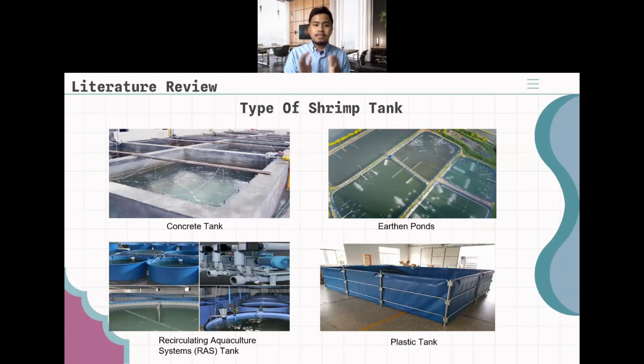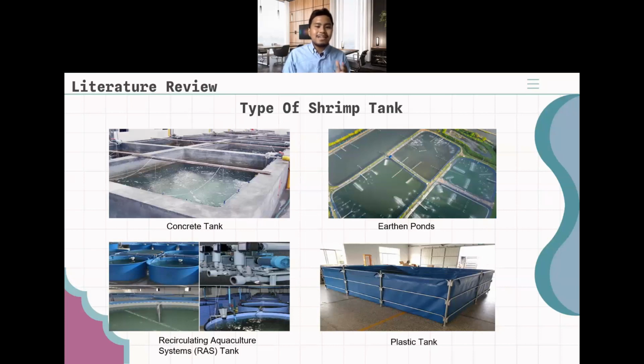As you can see, this slide is about the type of shrimp tank. The design of the shrimp tank is fundamental to the successful cultivation of shrimp. Several considerations need to be taken into account, including tank size, shape, and material. The tank size should provide sufficient space for shrimp to move and grow without overcrowding, while the tank shape should facilitate efficient water circulation. According to Sukumaran 2017, circular or oval-shaped tanks are commonly used as they promote better water flow and prevent stagnant areas where water quality can deteriorate.